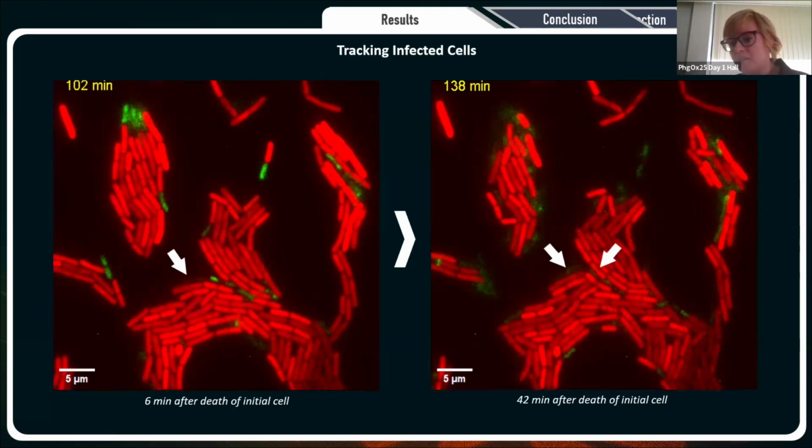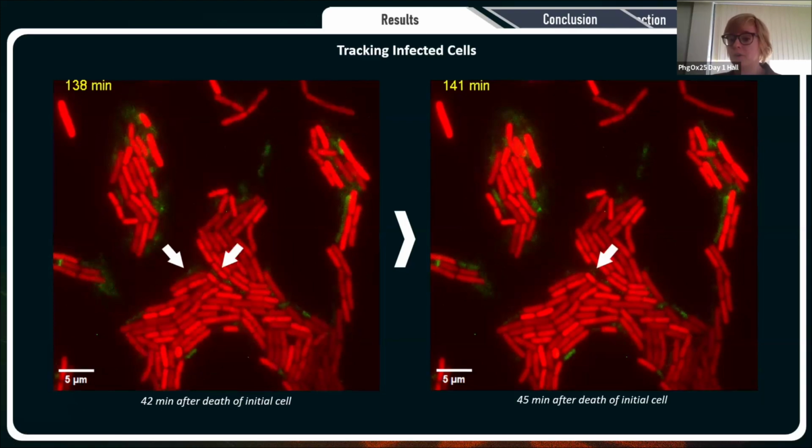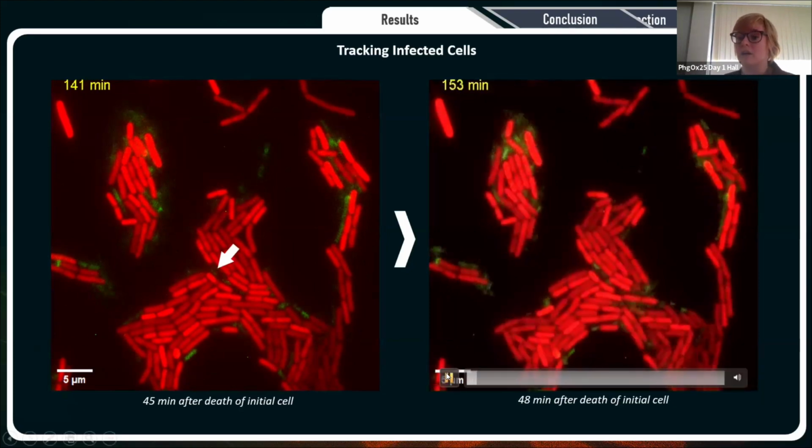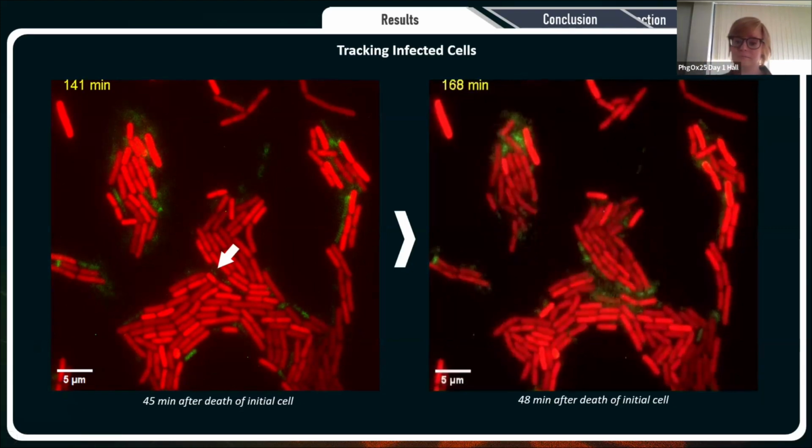About 42 minutes after the cell has stopped showing the MCATE signal, a small green cloud has formed where it is. And a further 45 minutes after the death of the initial cell, the cell directly above the initial cell has also stopped producing any MCATE signal. And this ultimately also leads to a lot of cell deaths in the surrounding area.